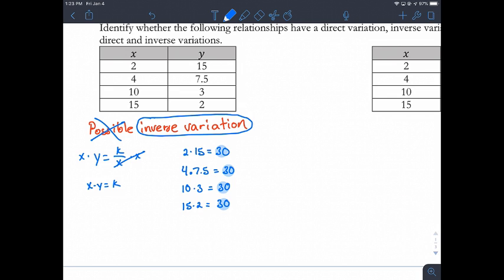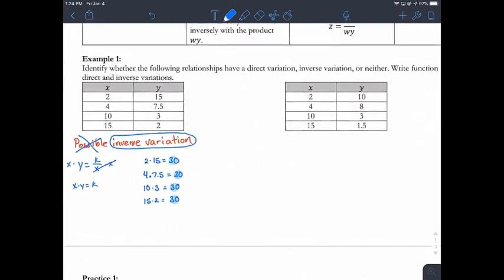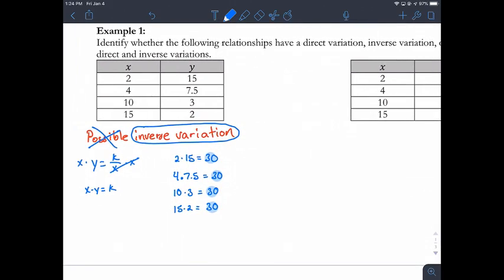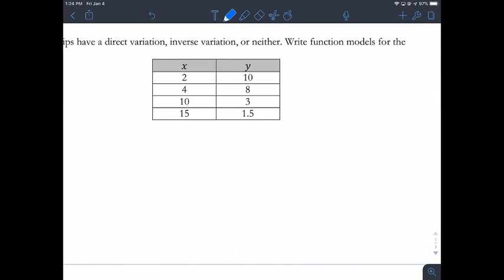We can state that our function model for the direct and inverse variations, this being inverse variation, is going to be y is equal to 30 divided by x. We can state that because we actually solved for our k value whenever we did all of this testing and found that our k value was 30. So we can say that this is inverse variation and that our function model is y is equal to 30 divided by x.